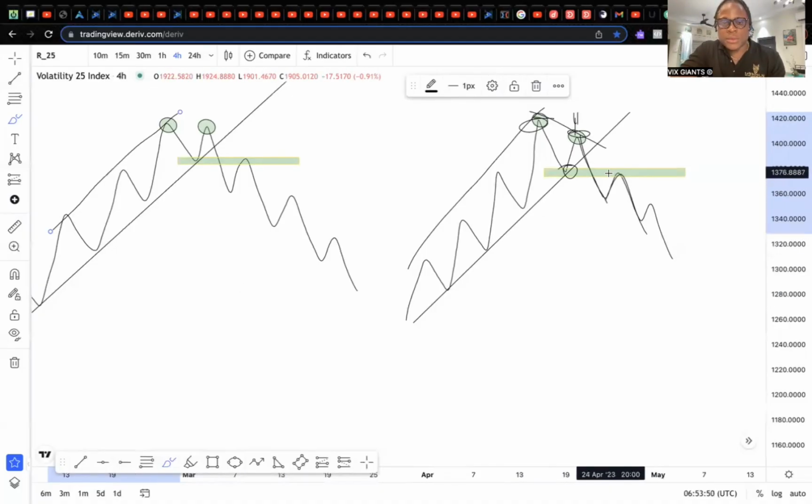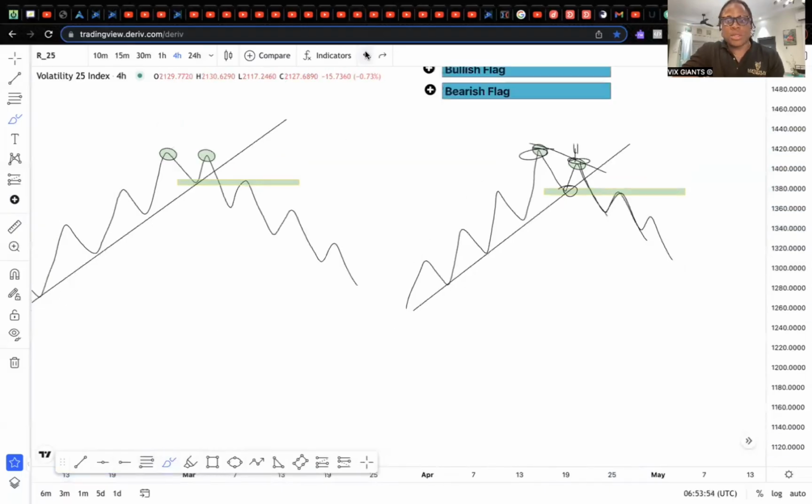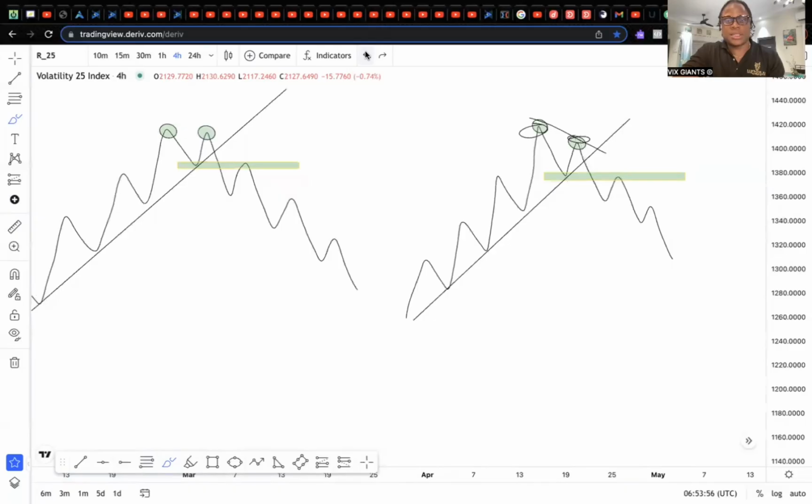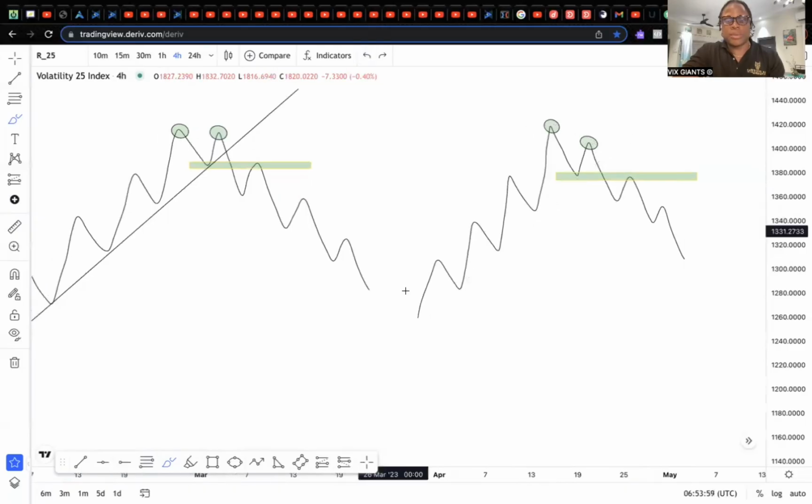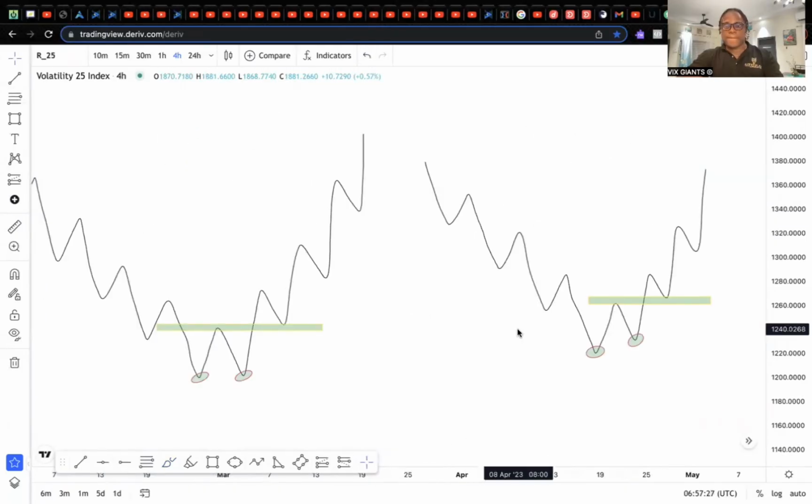So, yeah, that's it for the double top. Let's look at the double bottom now. All right, guys. So this is an example illustrating a double bottom, right? The double bottom is a bullish reversal market pattern.